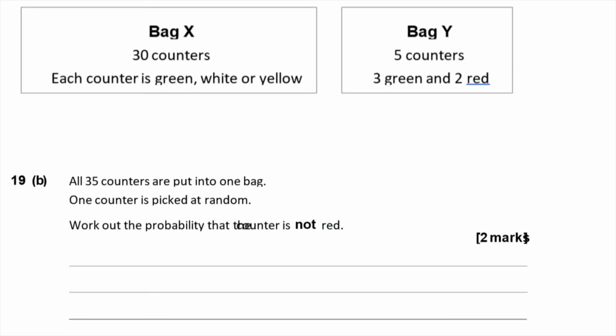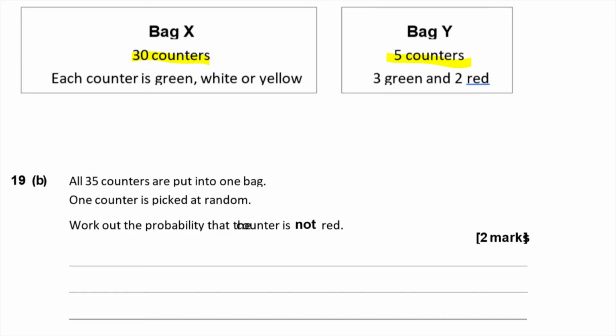19b says all 35 counters are put in one bag. One counter is picked at random. Work out the probability that the counter is not red. We've got 30 counters in bag X. We've got 5 counters in bag Y. We pour them all into one big bag. That means we've got 35 counters in total.